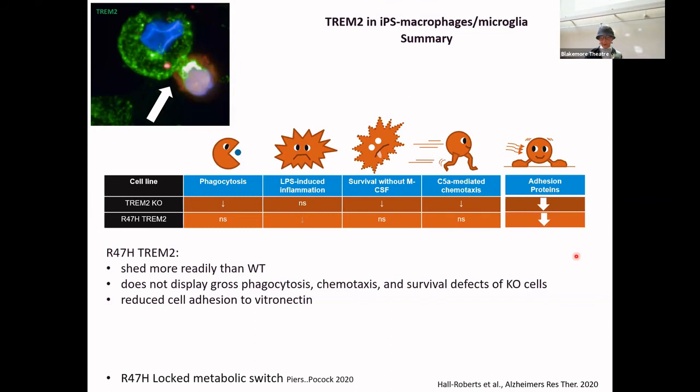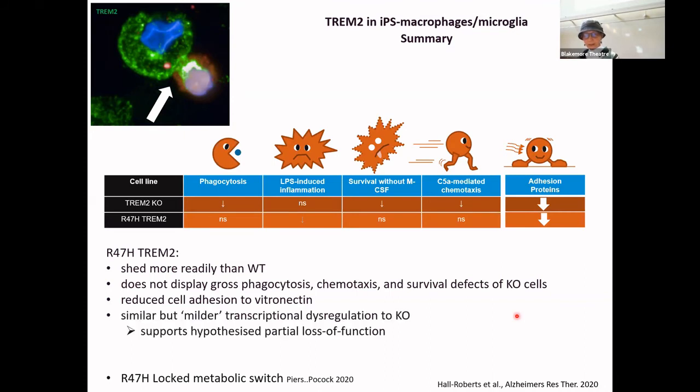There are other people working on this problem as well. Jennifer Pocock's group in London at UCL have shown that the R47H mutation has a sort of locked metabolic switch. When the cells are activated, the microglia would normally switch from oxidative phosphorylation and switch on glycolysis to handle their increased metabolic demand. The R47H mutated cells are not able to do that, so they're not able to respond appropriately to the immune challenges that they face in the brain. So all of this supports a hypothesized partial loss of function of the R47H TREM2.